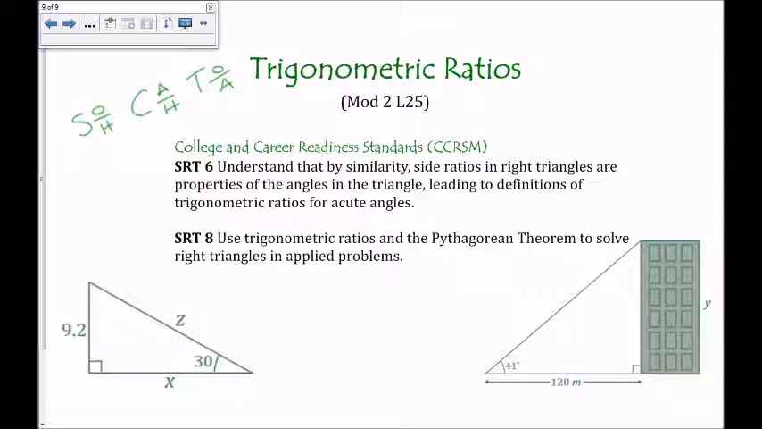This lesson was about trigonometric ratios. We defined the sine ratio, the cosine ratio, and the tangent ratio using properties of similarity, and we used those ratios to solve right triangles in applied problems.